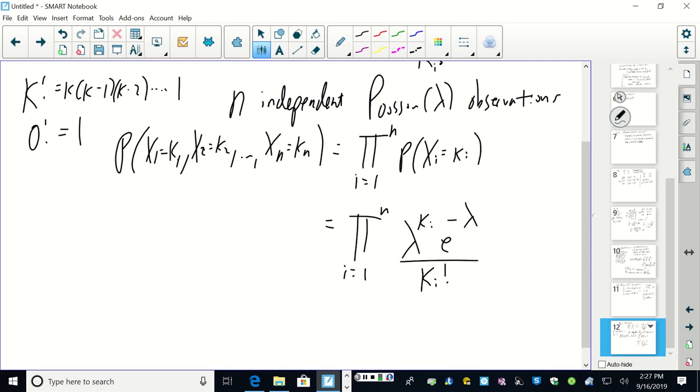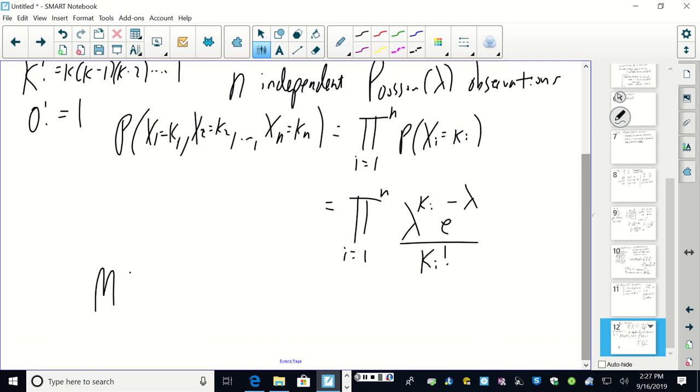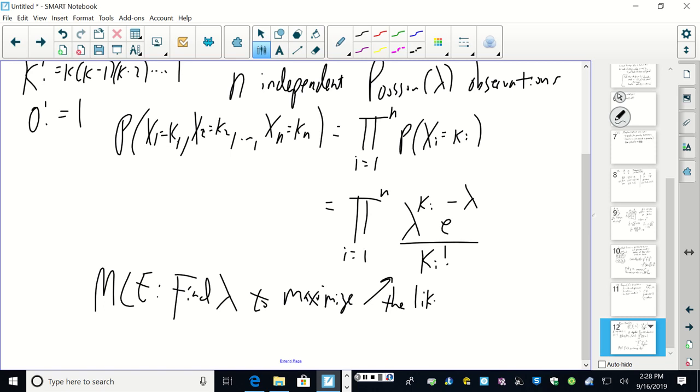The process of maximum likelihood would be taking this function. The k's are numbers that we see, so we know those. We want to choose the value of lambda that makes our data as likely as possible. So we want to maximize this function as a function of lambda. For maximum likelihood estimation, find lambda to maximize the likelihood function. And that will give us a formula, a way of doing estimation.